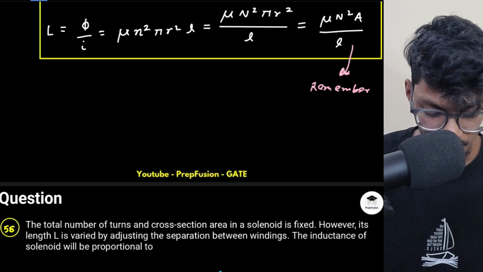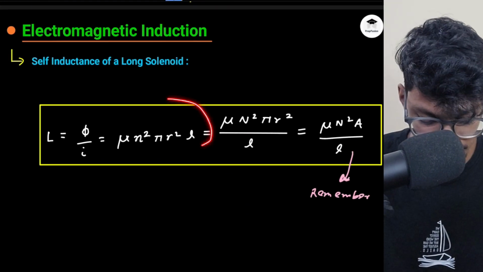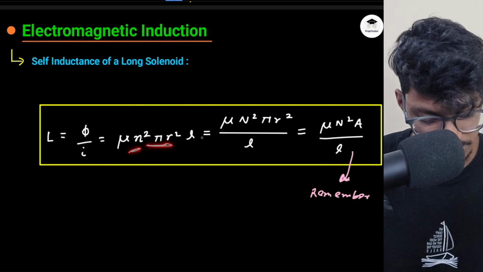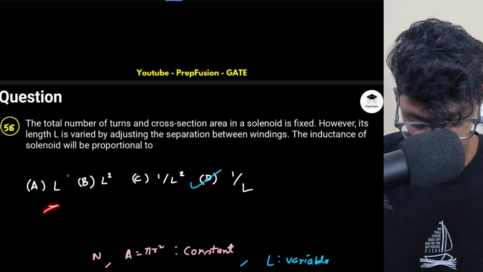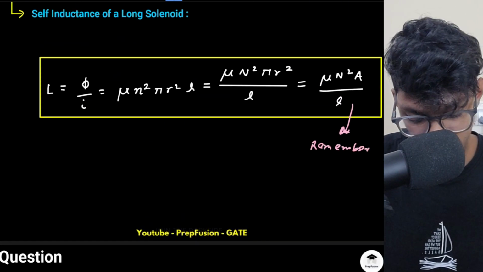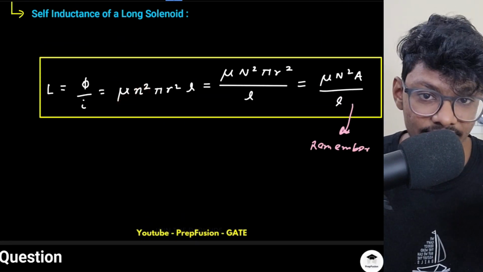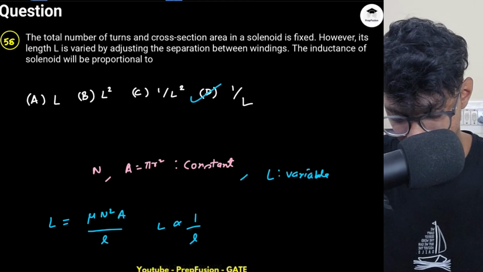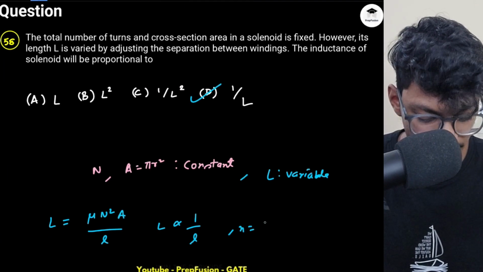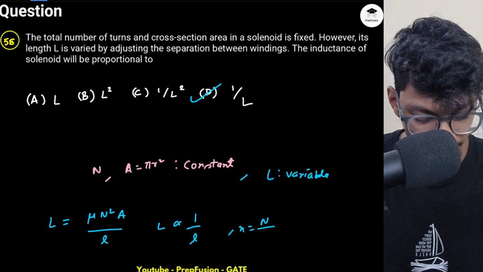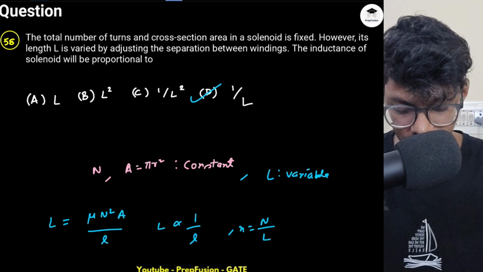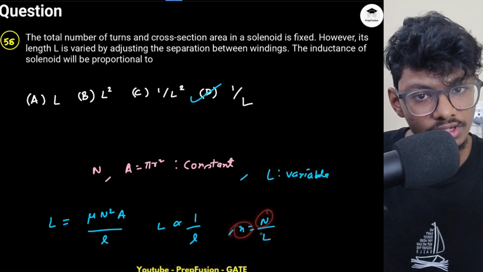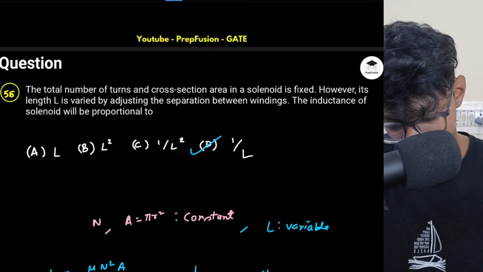will be correct. But what will happen is, if a few students remember this particular formula, they will say that, okay, area is fixed, number of turns is constant, so it will be directly proportional to L, and this is option A. But why is this not correct? Because this n is actually not the total number of turns. This small n is basically the number of turns per unit length, which is N by capital L. Okay, so here L is increasing, and N is fixed, so obviously small n will reduce.